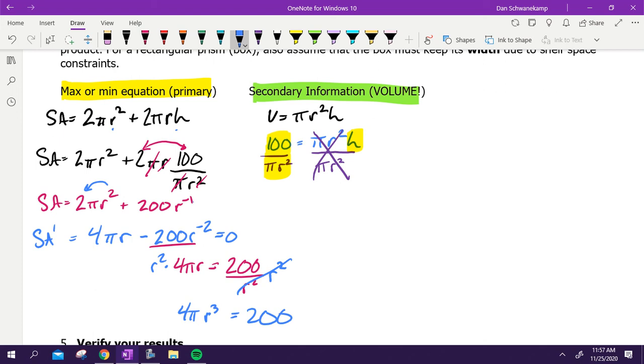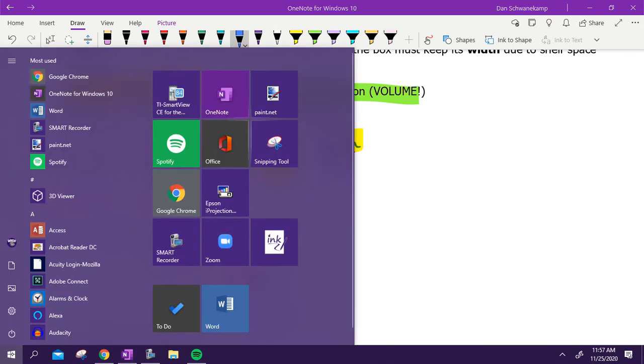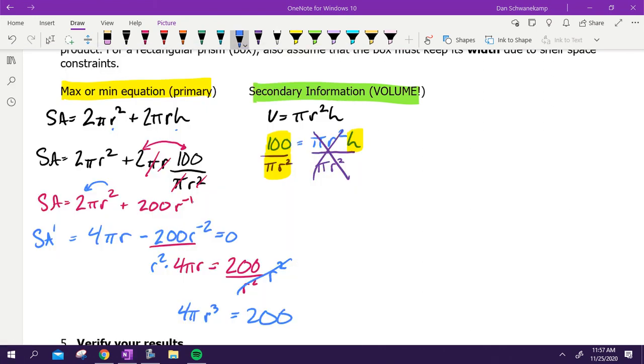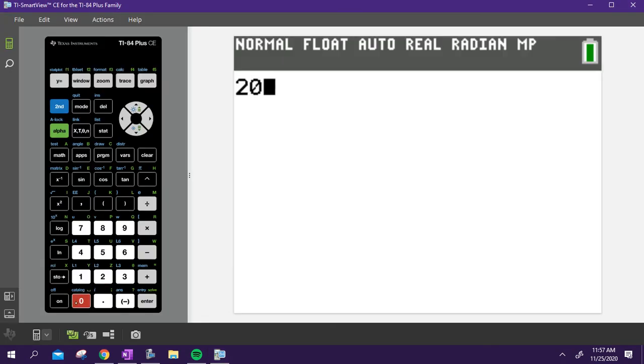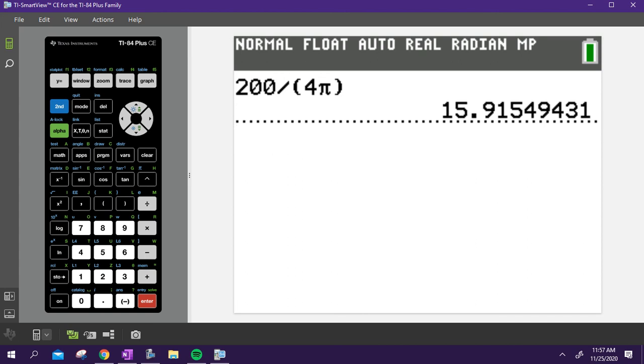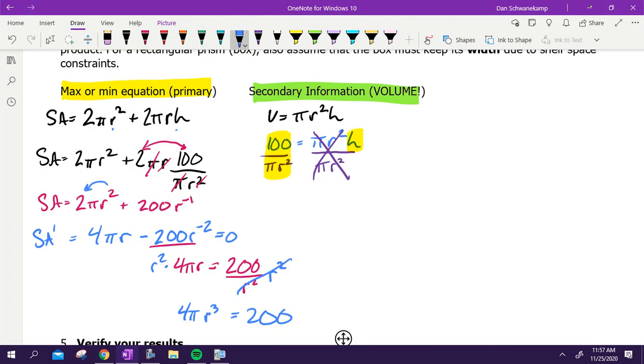Now I just solve. So in my calculator, I'm going to take 200. I'm going to divide it by 4 pi. When you divide, all right, now I'm not going to do it off screen because this is a big mistake that students make. I'm dividing by 4 pi, but when I divide by 4 pi, you have to put it in parentheses. Students will type divided by 4 pi, and that would be completely wrong. So you got to make sure you put it in parentheses. So when I type this in, it's 200 divided by parentheses 4 pi. Close those parentheses. Hit enter. Boom, there's my answer. But that is what r cubed is.